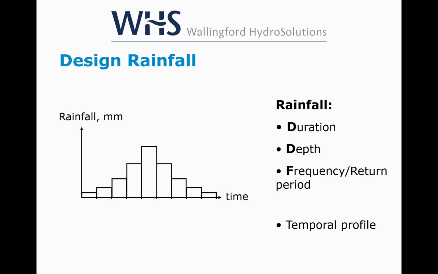So for a given return period, for example, the 1 in 100 year event that we might be interested in, for a given duration, for example, 6 hours, we can calculate the depth. We then need to distribute that across a temporal profile.